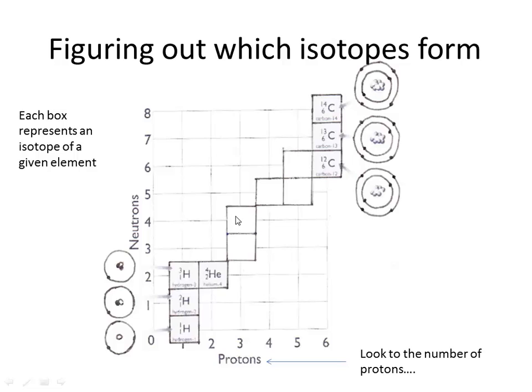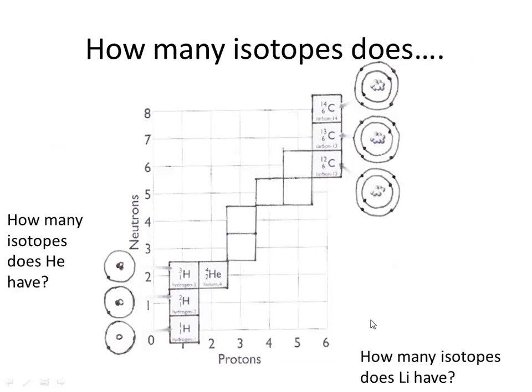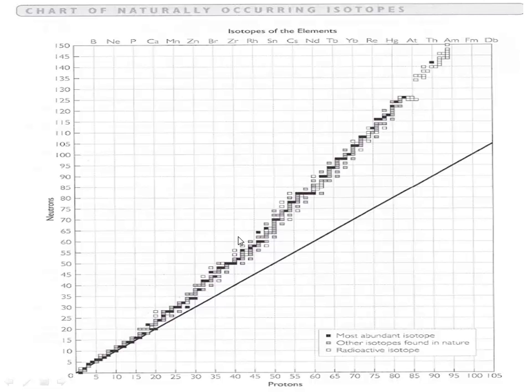Right now I want you guys to finish filling in this chart right here with all the other elements. I'll pause for a second. You want to fill the rest of this in. So helium has 1 isotope. Lithium has 2. If you look at this graph, this is the same graph we had before.